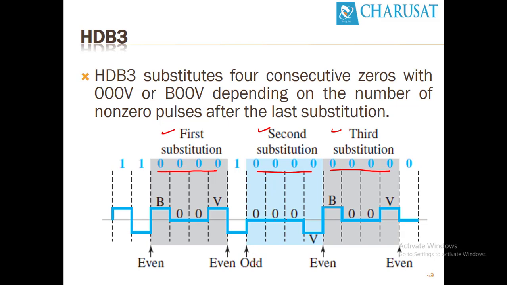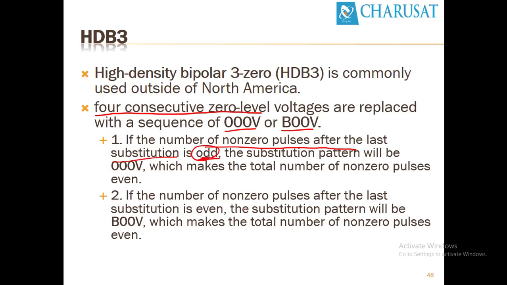This is odd, because the first substitution is over. So odd has been completed. This is the start of even. So if an odd number of substitutions are over, we have to replace 4 consecutive zeros with 000V. That's mentioned over here. And in the same way for even, we have to replace with B00V.